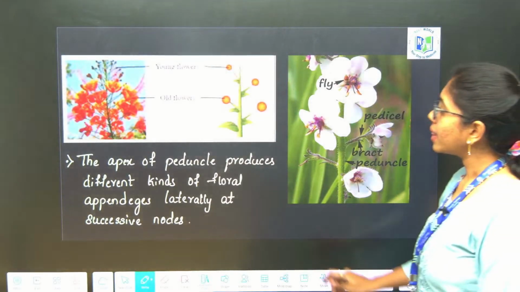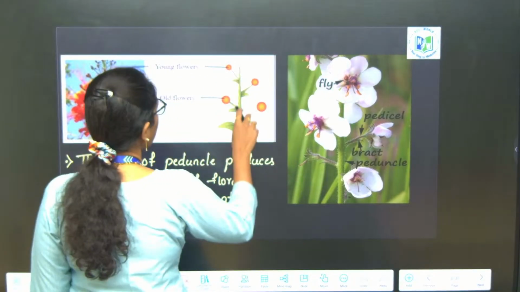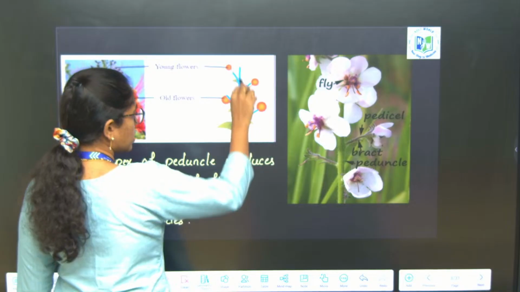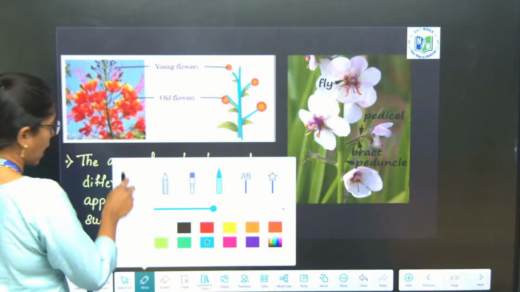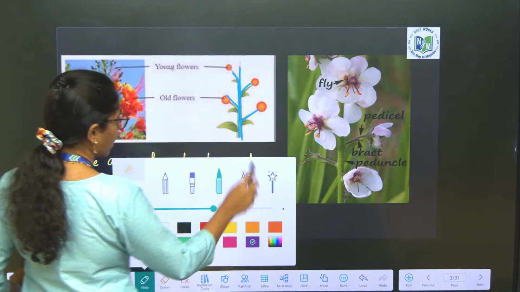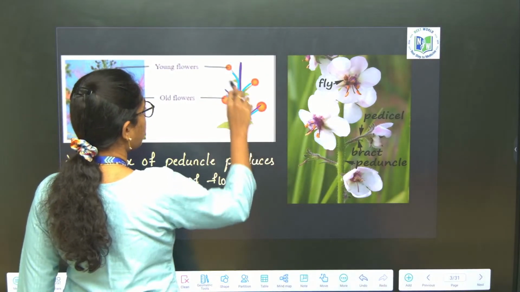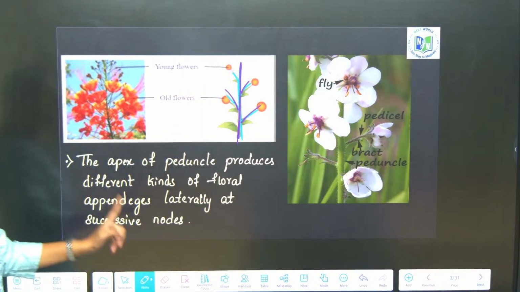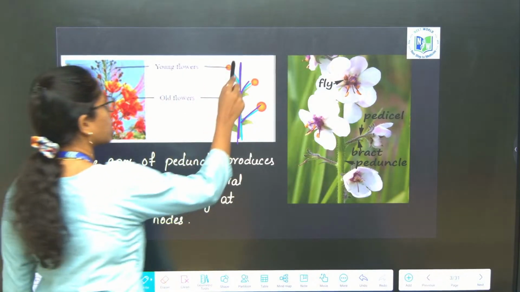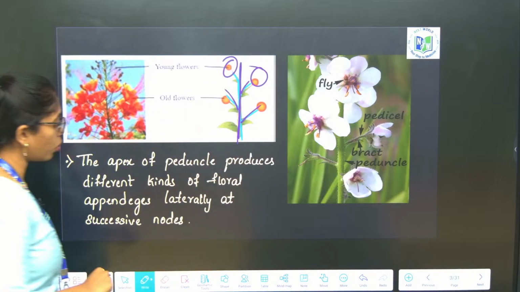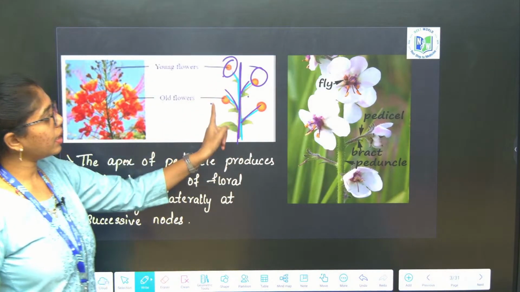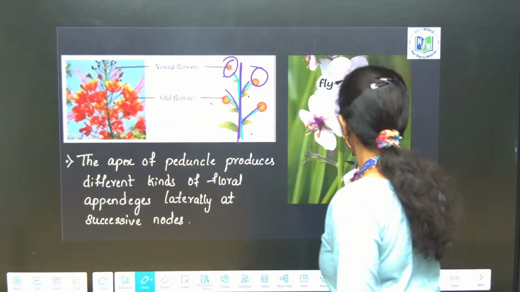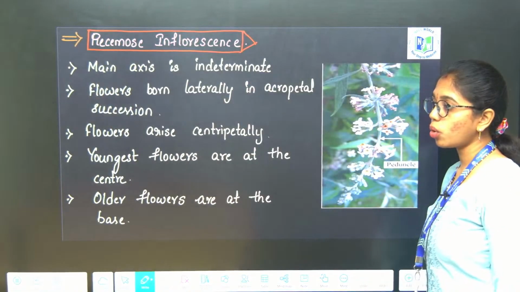Here you see the apex of the peduncle. The peduncle is the common axis wherein pedicels are present. This is the peduncle and these are pedicels. The apex of a peduncle produces different kinds of floral appendages laterally in the successive nodes. Pedicels are present over the peduncle.